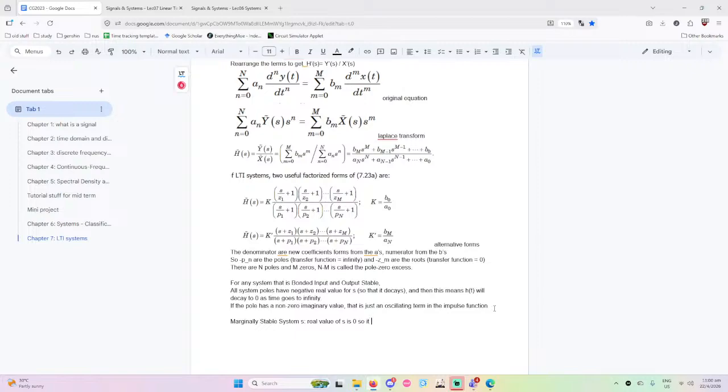So now we see that when the real part of the poles are negative, then the impulse response will tend to 0 as t tends to infinity, and also the system will be BIBO stable, which means a bounded input will generate a bounded output. Okay.